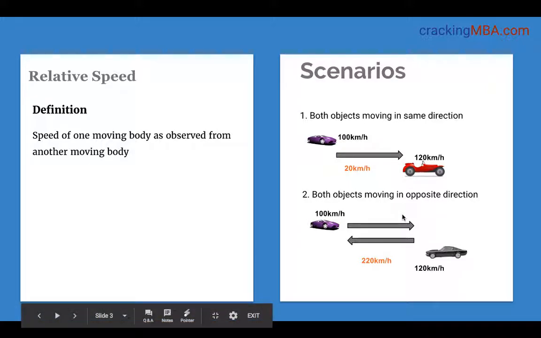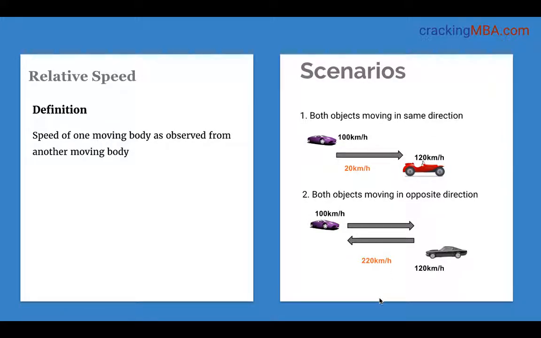Here is another scenario, when they move in opposite directions. If the purple car is moving at 100 and the black car is moving at 120, then the purple car sees the black car approaching it at a speed of 220 kilometers an hour. Someone sitting in the purple car can see another car racing towards it at 220 kilometers an hour. Now let us see how we can apply these concepts. As an expression approach, the relative speed in the same direction is q minus p, and the relative speed in the opposite direction is p plus q.